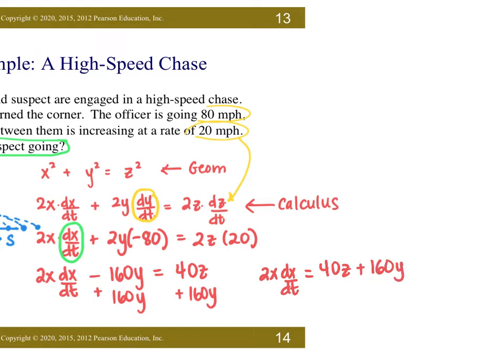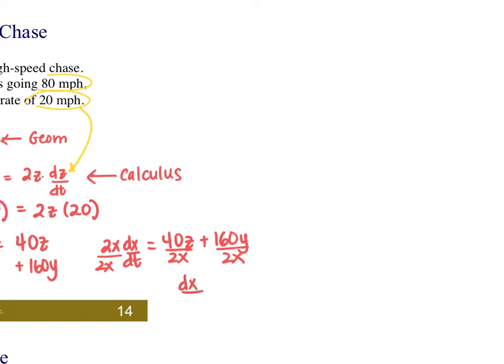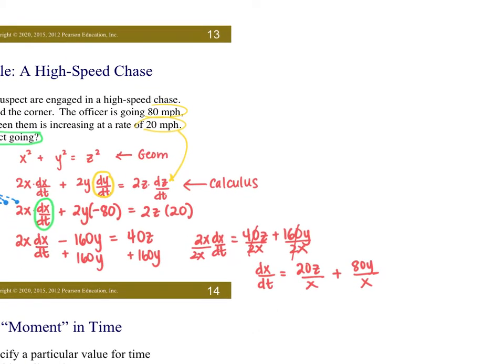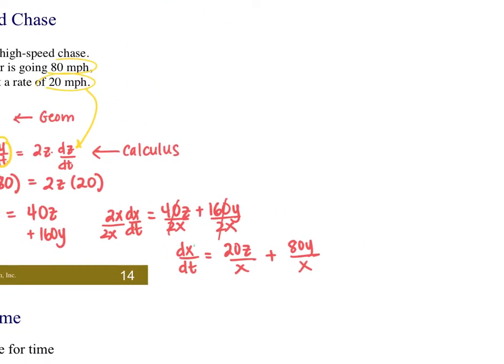Then I'm going to divide both sides by 2x. That means I'll divide each term by 2x. So I'll end up with dx/dt alone being equal to, okay, we'll reduce, we get 20z over x. And when I reduce, I get 80y over x. And that is the final answer now that you have dx/dt alone. And this is going to be measured in the units. x is measured in miles and t is measured in hours. So this is miles per hour, or mph.